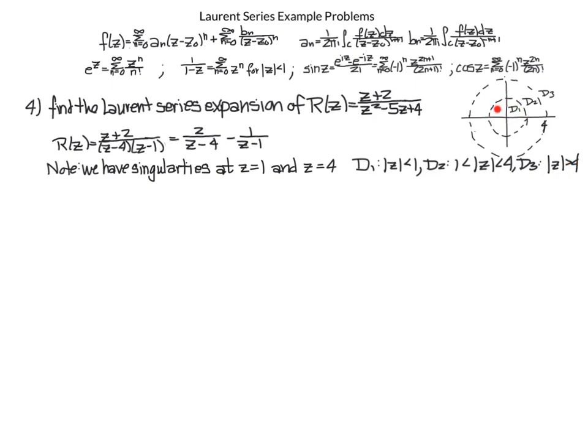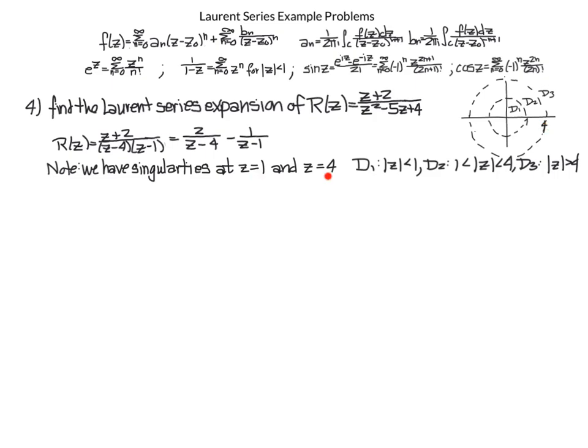So here are our three regions: D1, which is the disk where we have less than radius 1; our D2 is the annular region between the circles with radius 1 and radius 4; and D3 is all the points outside the circle of radius 4.